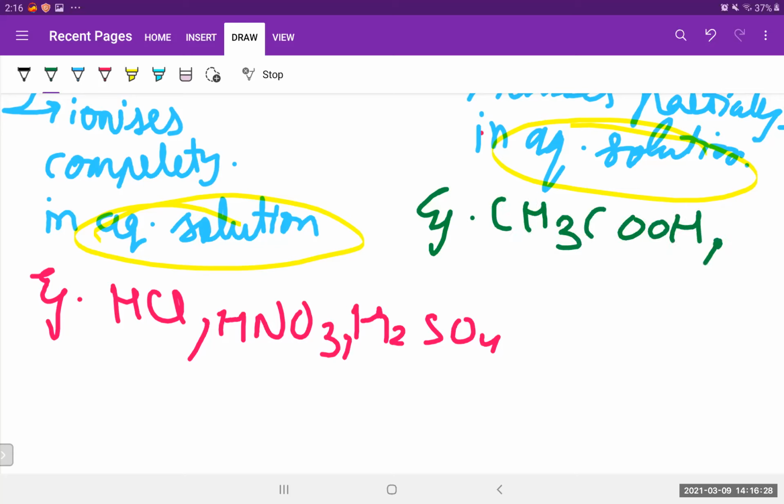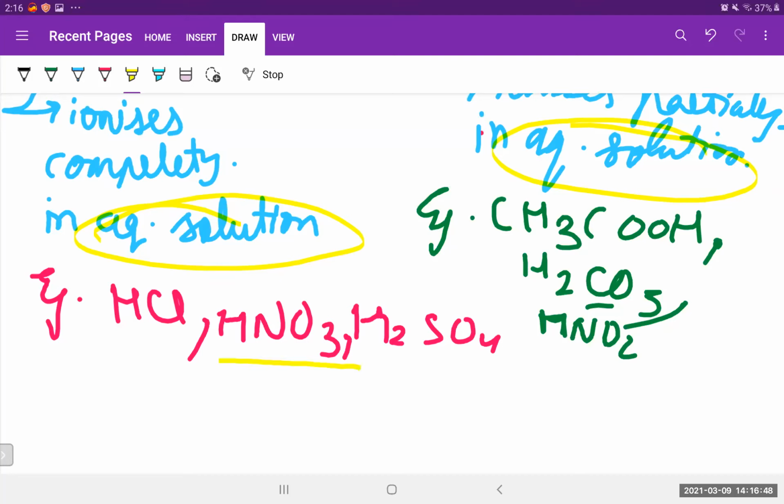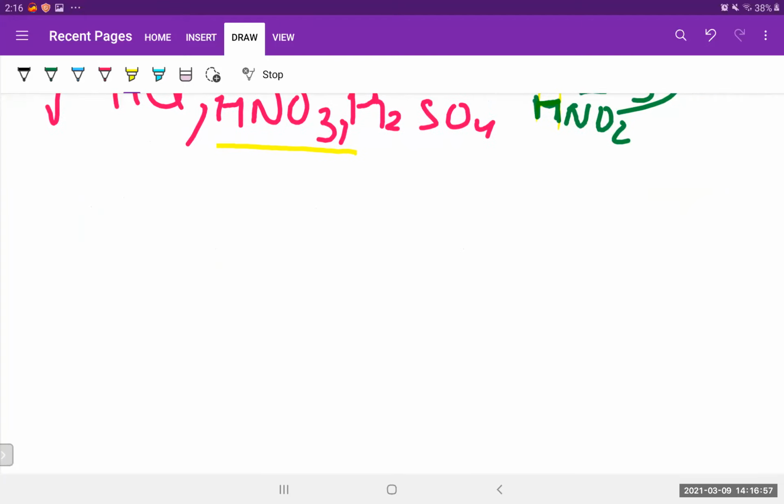The examples are, I told you, CH3COOH, then H2CO3, that is carbonic acid, it has carbon, so carbonic acid, and then HNO2. Which acid is this? HNO2. Who will tell me? Nitric acid? Nitric acid is HNO3. Nitrous acid. Yes, very good. So now let's move on to the next one, that is on the basis of concentration.